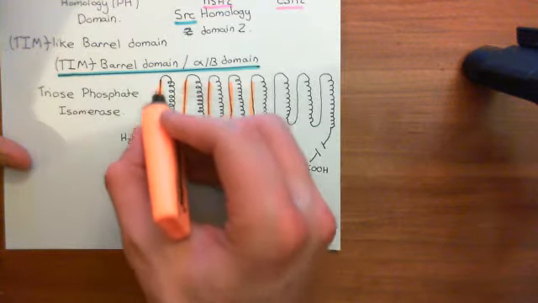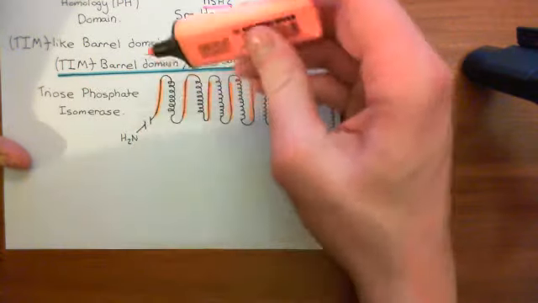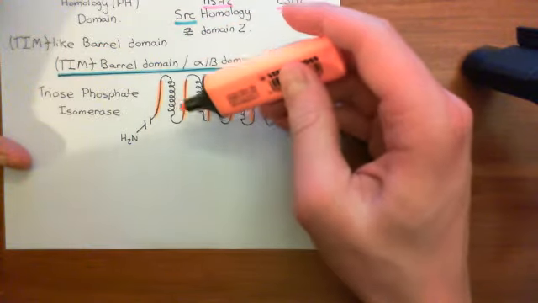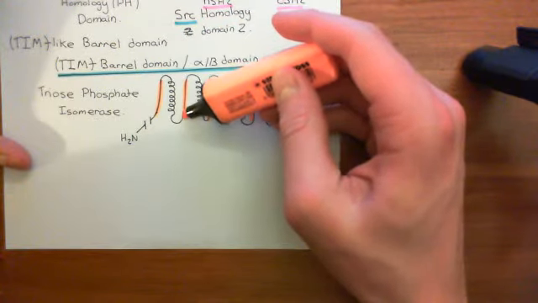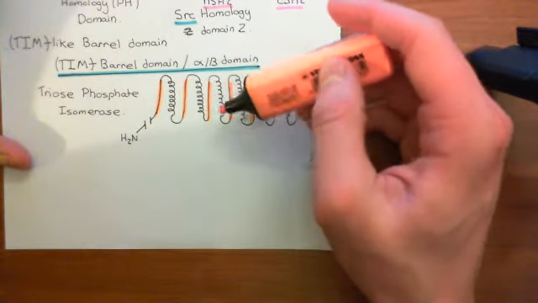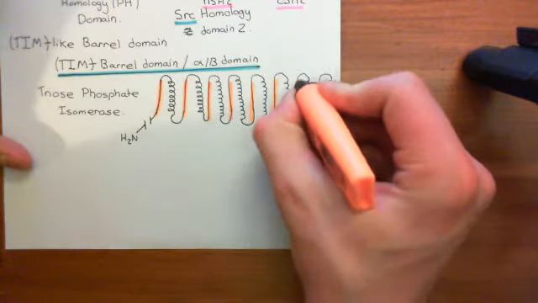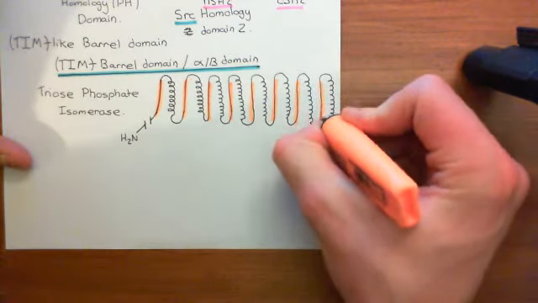So this is the amino side of this beta strand here. This is the carboxylic acid side of this beta strand here. And it's the same for this one. This is the amino side, and this is the carboxylic acid side, amino side, carboxylic acid side. So all of these beta strands here are running in parallel with one another.